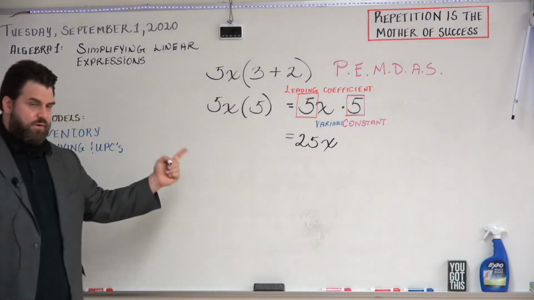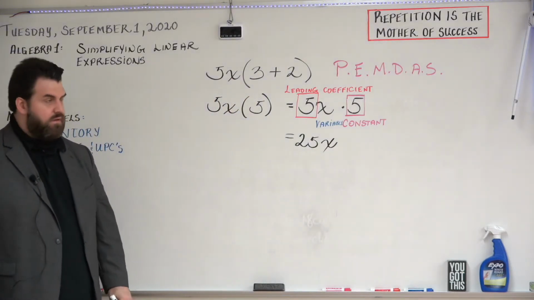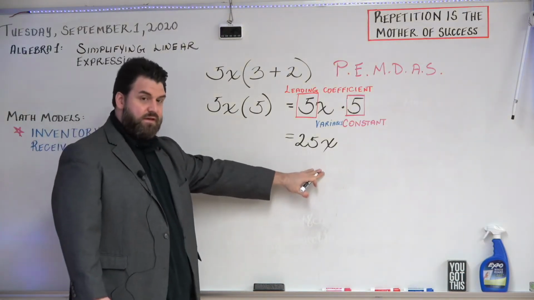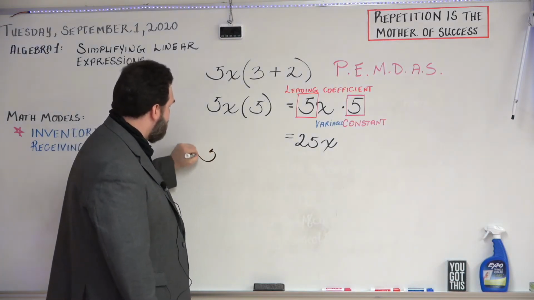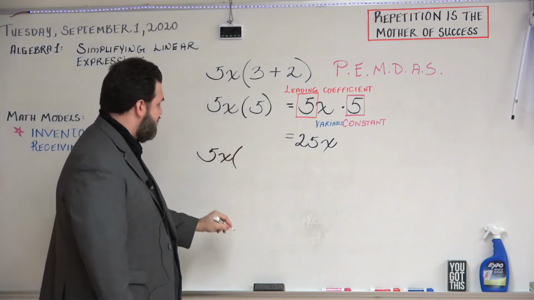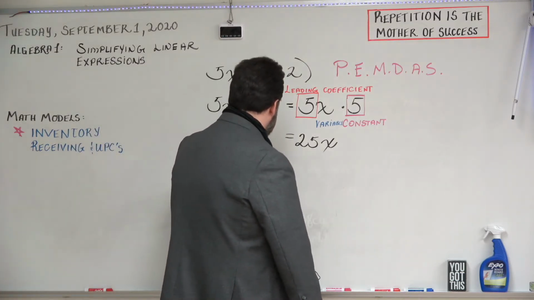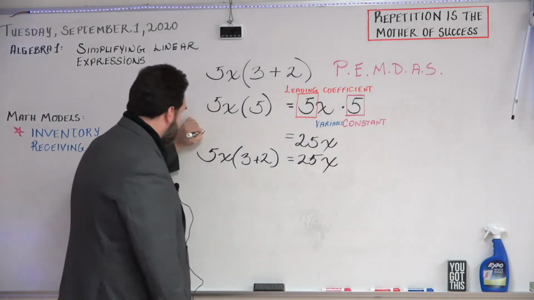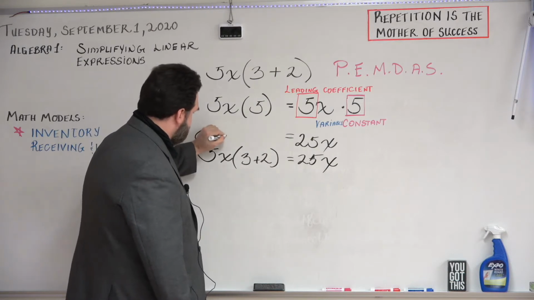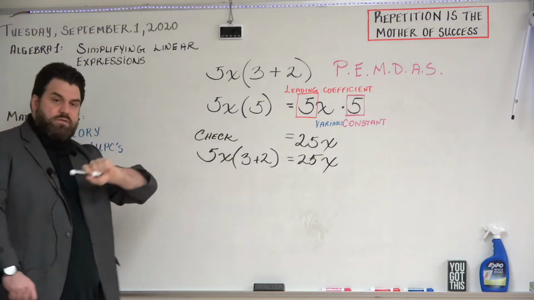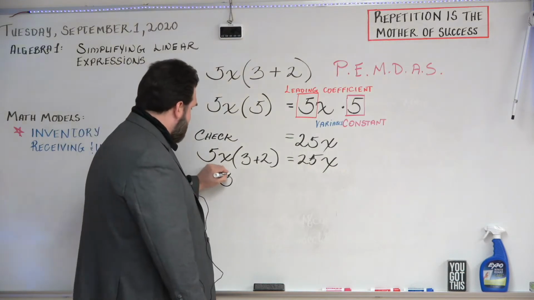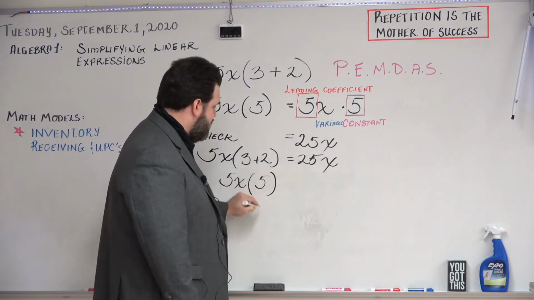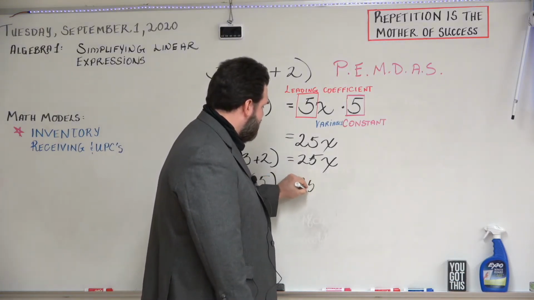How could we check if we're right? The same thing we did before. In other words, take this initial expression, set it equal to what we think is the simplified expression. So let's write out 5x, open parentheses, 3 plus 2, close parentheses, equals 25x. So this is our check. Well, 3 plus 2 is 5. So we have 5x, open parentheses, 5, close parentheses, equals 25x.